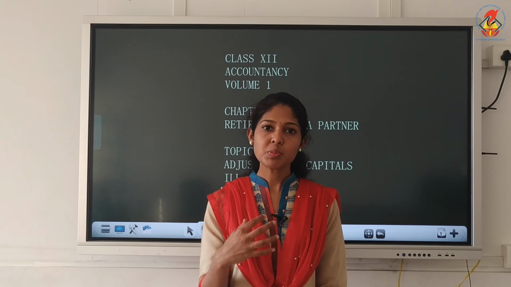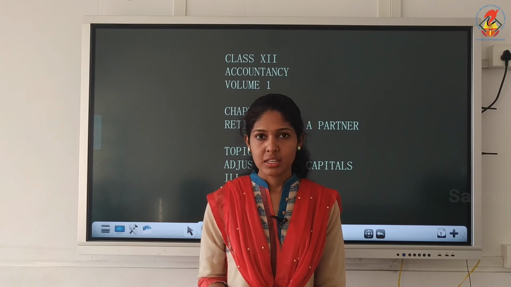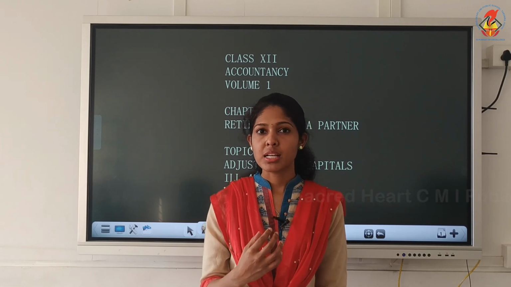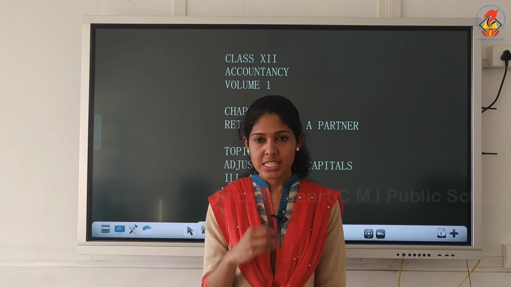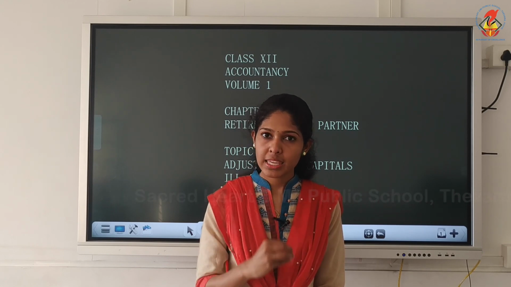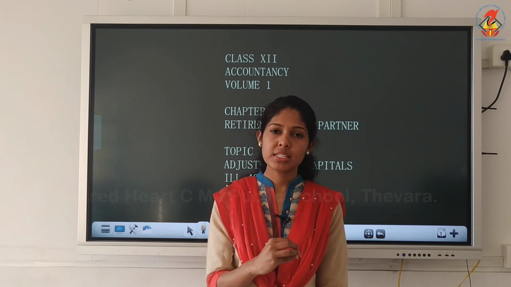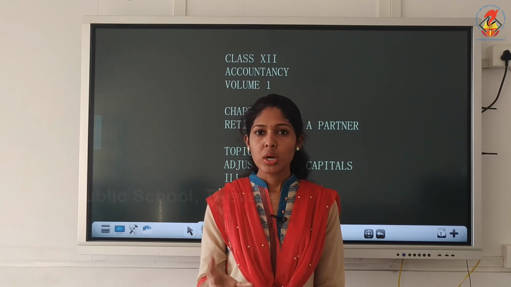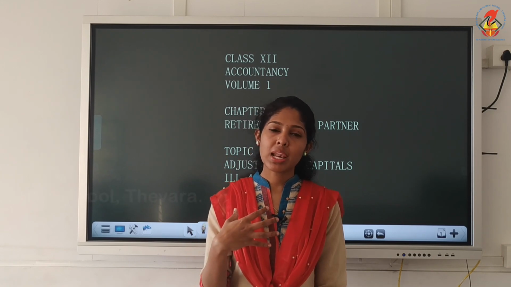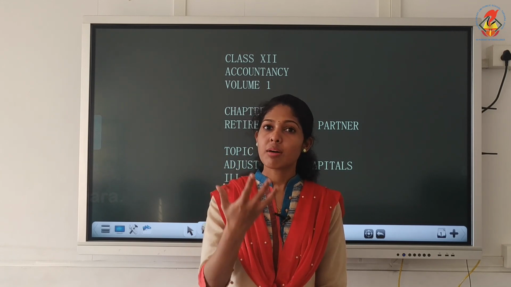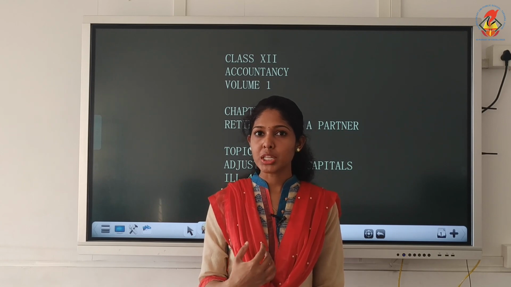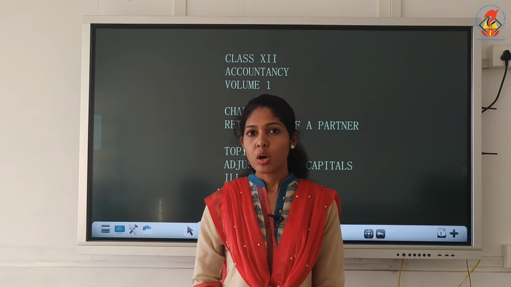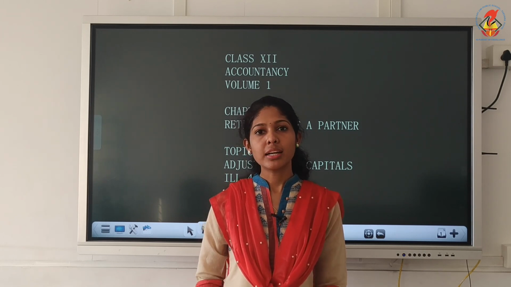So here adjustment of capital will be done at the time of retirement of a partner when the remaining partners or continuing partners decide to adjust their capitals or to make their capitals in proportion to their profit sharing ratio. So some continuing partners will have to contribute additional capital, some will have to withdraw their capital from the firm to make it proportionate to their profit sharing ratio. So now we will discuss the first method under adjustment of capital.